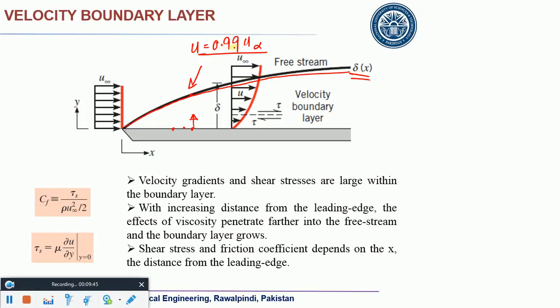So when the fluid velocity becomes 0.99 of u infinity, you say that it is the edge of that boundary layer. And the gap between that edge at any point on the plate, let's say on this section, defines the velocity boundary layer thickness at this section x. And as you go along the plate, that boundary layer grows.